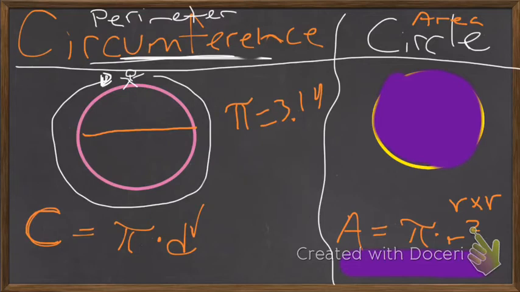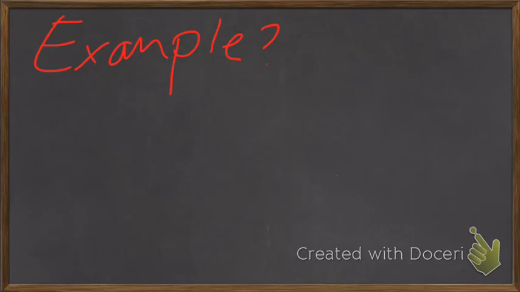So r is what the pirates say. Pi times r squared is r times r. Okay, so multiply this r by itself, because this is a power. Remember, that's a power. You have to multiply it by itself. All right. So now we can go to an example.